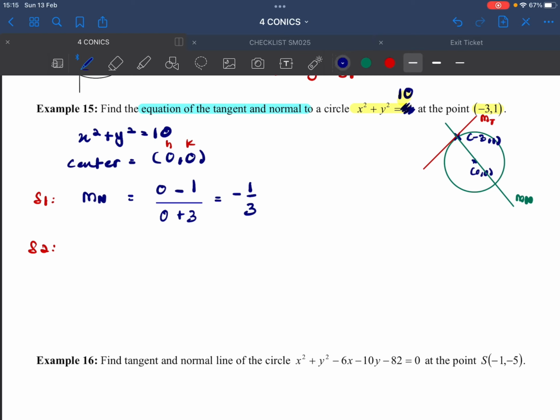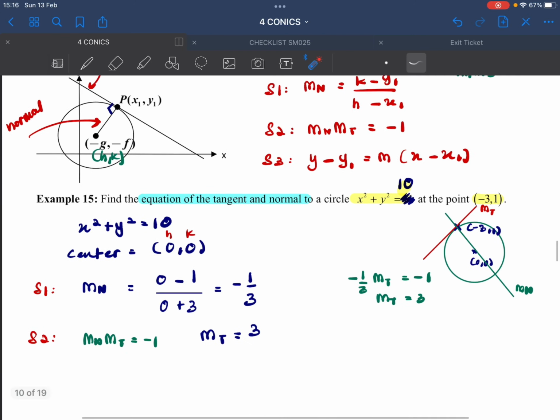By using the formula m normal times m tangent equals negative 1, we get m tangent equals 3. Flip it and change the sign. If some of you can't see, let's put it like this: we are going to find the tangent, m normal times m tangent equals negative 1, so you get m tangent equals 3. Now we have the gradient of normal and the gradient of tangent.